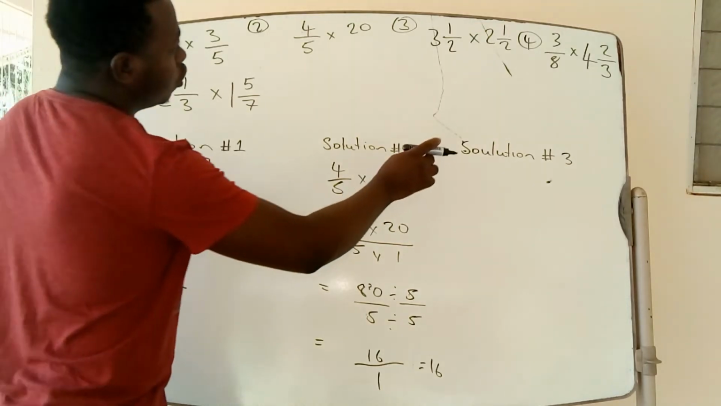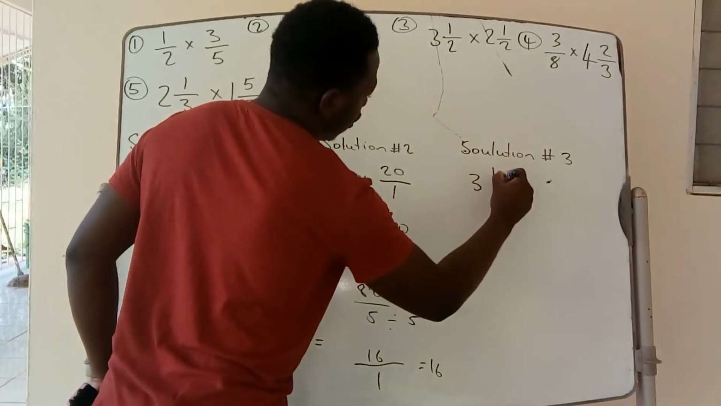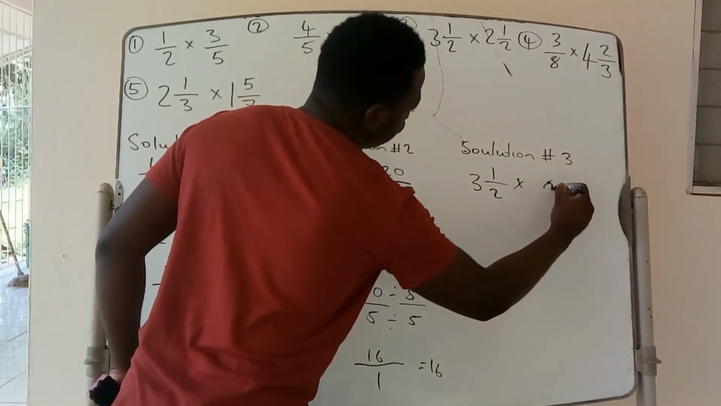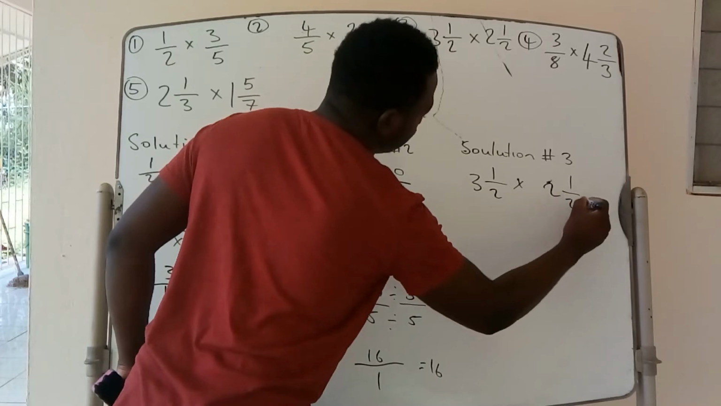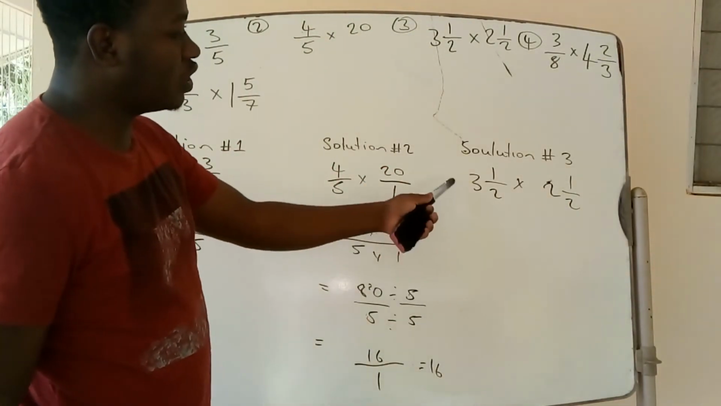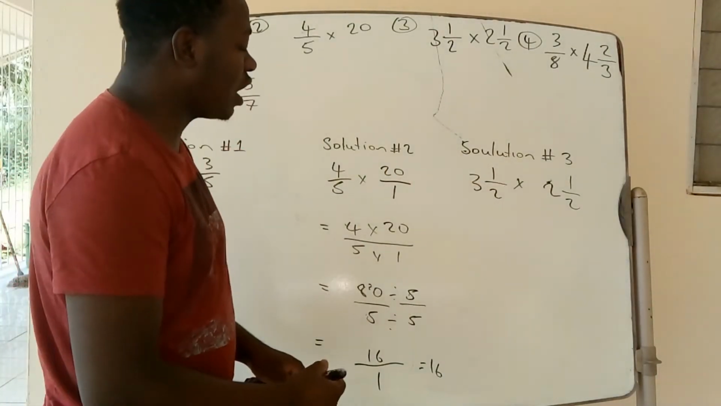Now to number 3. Number 3, we have 3 and 1/2 times 2 and 1/2. Now, we have mixed numbers here, so our first job is to convert all the mixed numbers to improper fractions.